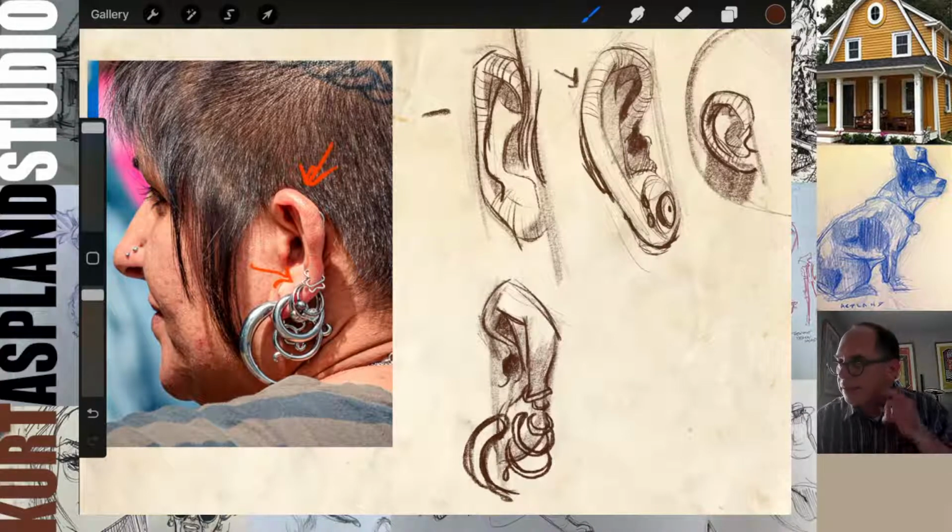Tragus. Is that what that's called on the ear there? The tragus? Oh, I'm going to have to look that up. Tragus. Hopefully I'm saying that right. And I think that's going to do it. I think we did well.